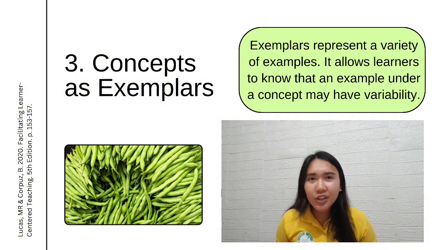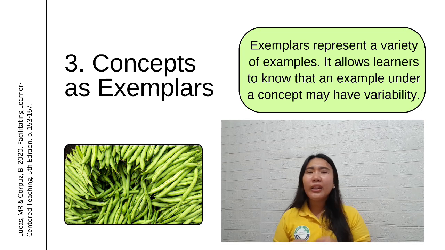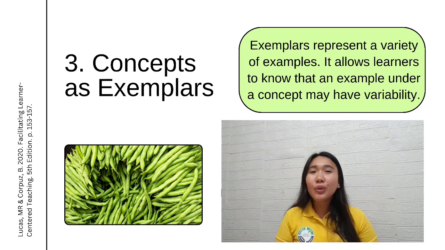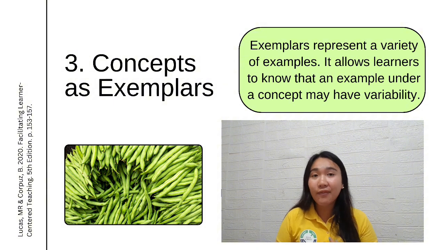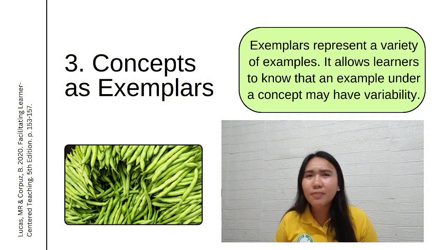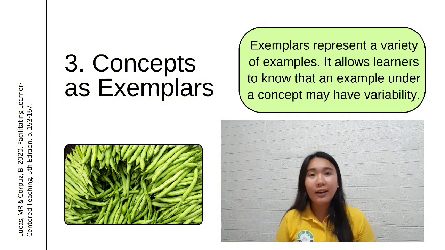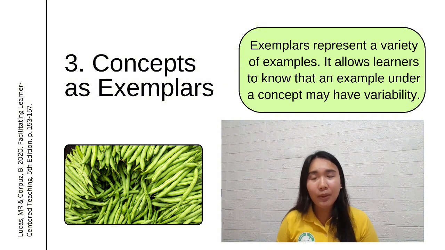Exemplars as a collection of examples. Exemplar theory suggests that instead of relying on a single prototype, we store a collection of specific examples or exemplars we have encountered for each concept. Next is variability, wherein this approach acknowledges the natural variability within the concept. For example, the concept of bird includes many different types of birds, each with unique features, right? So we have our eagle, our maya, so that is one example of exemplars.